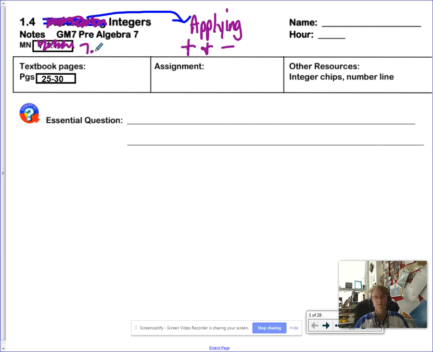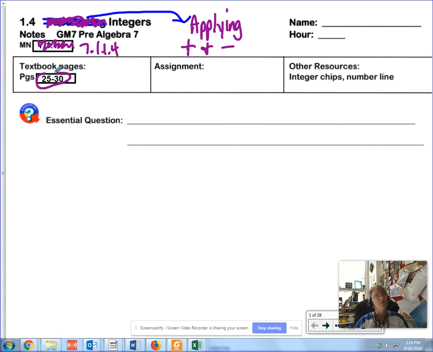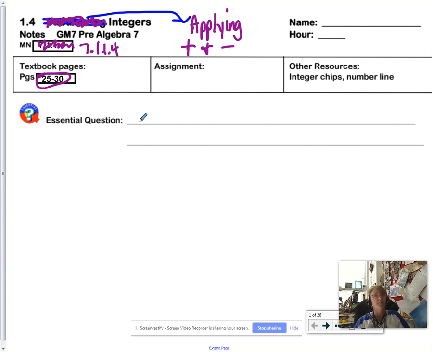Yours says like 7.1.2 point something. So change it to 7.1.1.4, and will you make sure that the pages are 25 to 30? Then we won't be confused, okay?